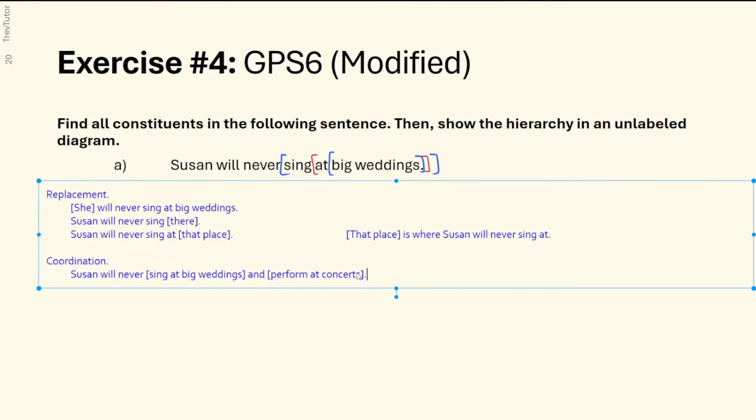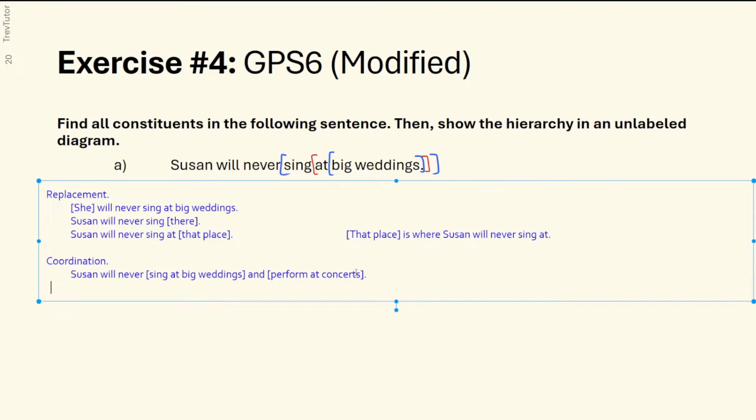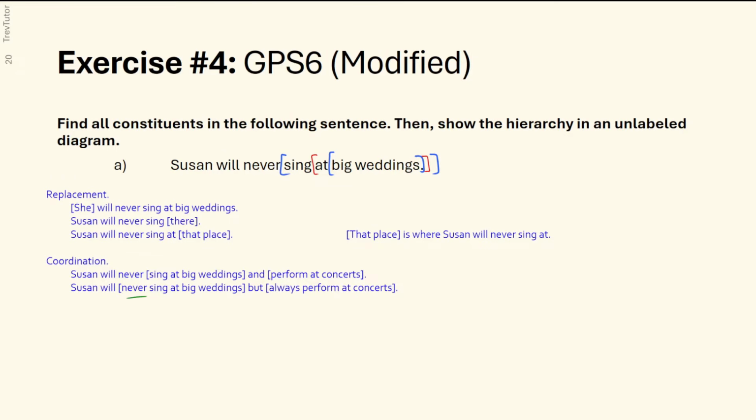What about never sing at big weddings? So Susan will never sing at big weddings, but always perform at concerts. That sounds okay. So each of these have an adverb in them, never and always, but we can conjoin them together, which means that never sing at big weddings is going to form a constituent.